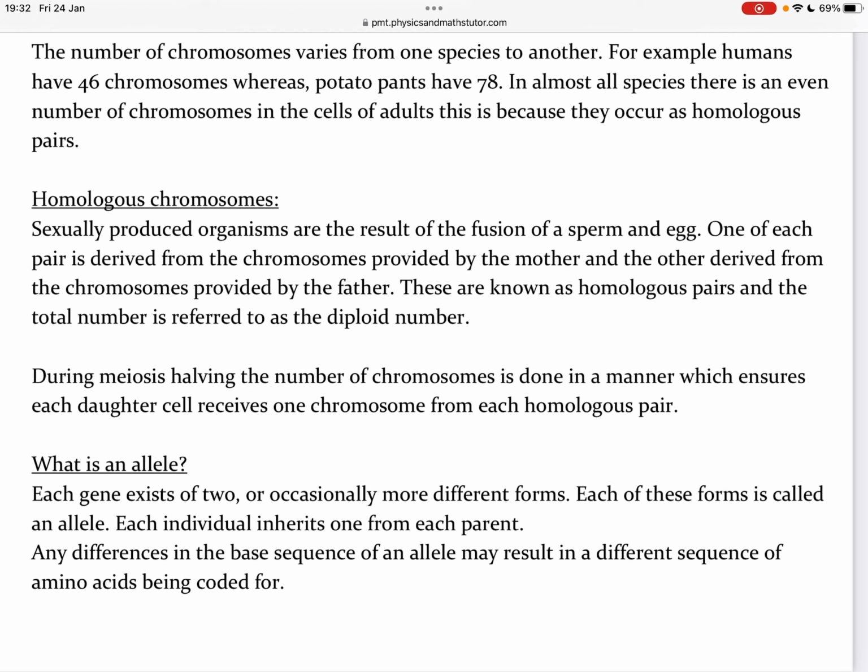During meiosis, halving the number of chromosomes is done in a manner which ensures each daughter cell gets half the number, because if it were 46 and 46, you're making a potato and not a human being. So 46 is basically 23, right? What is an allele?